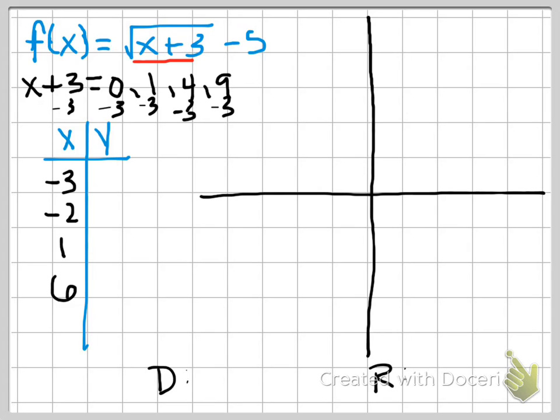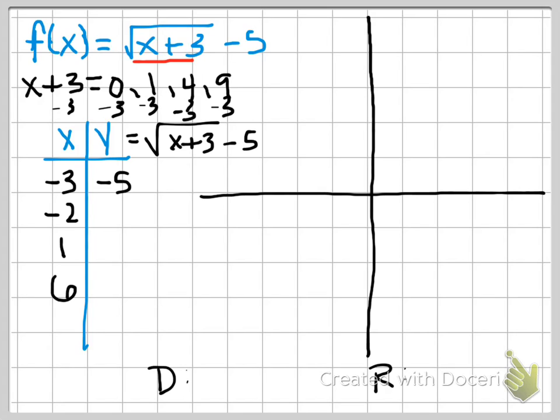The reason we have to make these modified values is, for example, if I plug 0 into my square root, 0 plus 3 is 3, and now I try to take the square root of 3, and that does not work out nicely. So we want to pick these numbers to force it to work out nicely. So if I plug negative 3 in for x, everywhere I see x, negative 3 plus 3 is 0, the square root of 0 is 0, 0 minus 5 is negative 5.